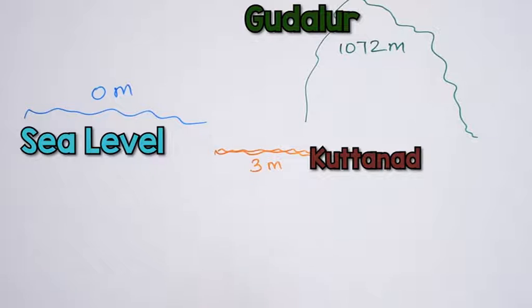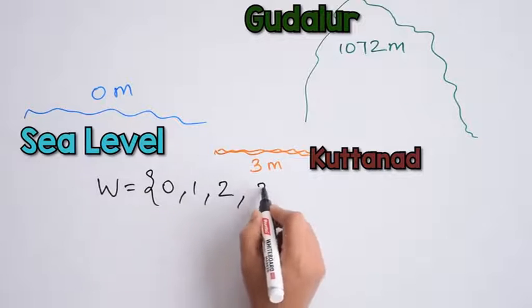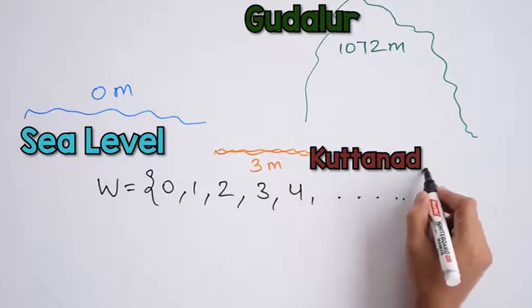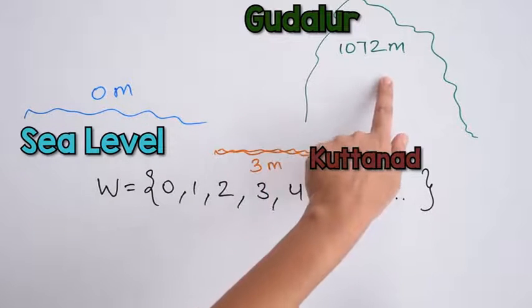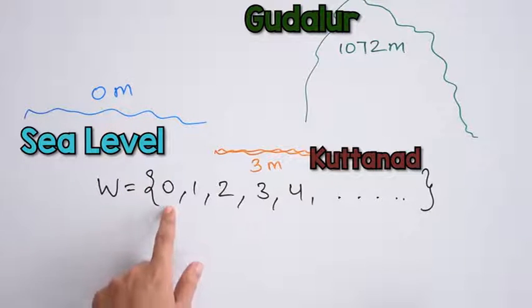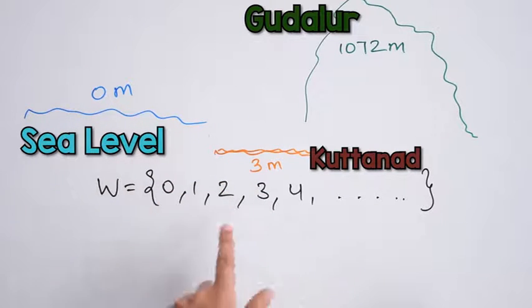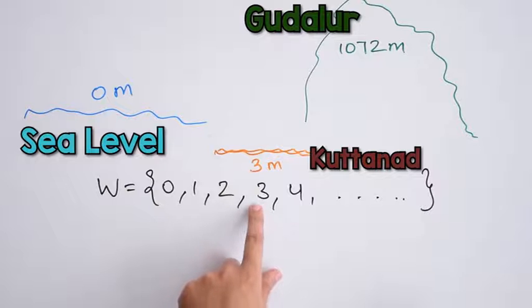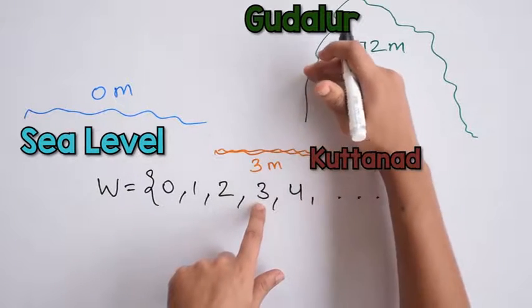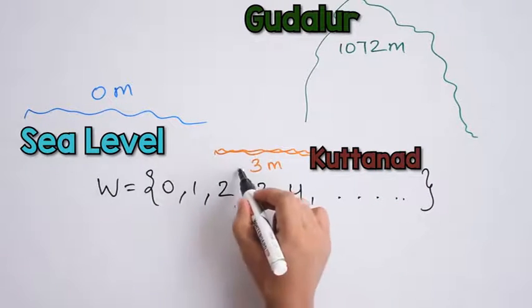Now we know the whole number set, which is represented by W, and it consists of the numbers 0, 1, 2, 3, 4, and so on. This 1072 is also somewhere here, and this 0 meter is also here. But the altitude of Kuttanad, which is below the sea level by 3, is not here. This 3 is a positive 3. This is to represent above the sea level but not below. So, how do we represent the altitude of Kuttanad here?